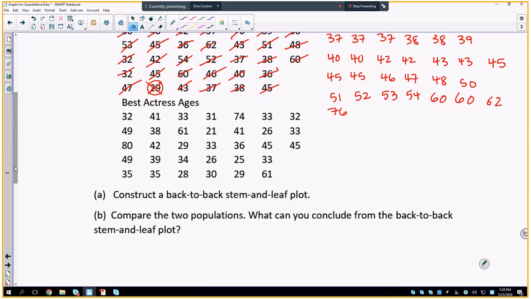So again, I want to find the youngest, and the youngest one I see is 21. So I'm going to write that down and go up from there. So after 21, I see 25, 26, 26. And as before, if I miss any, I can just squeeze it in. It's not a big deal. Then I see 28 and 29, and 29.